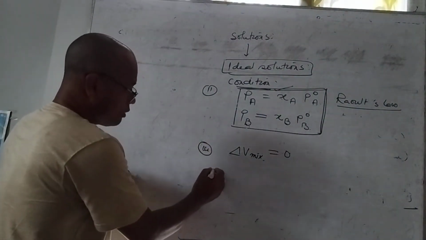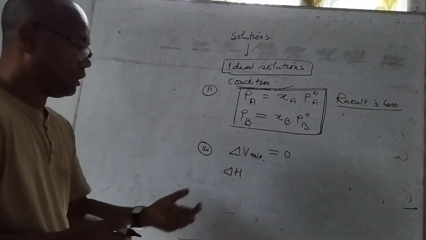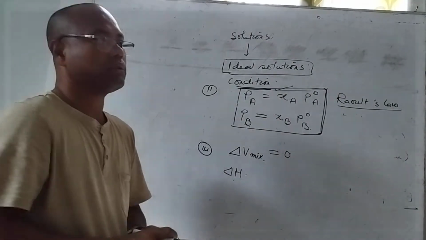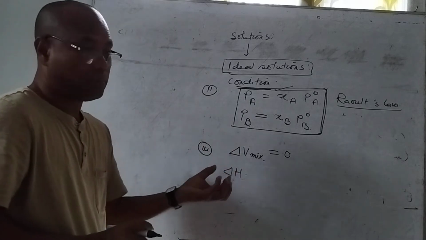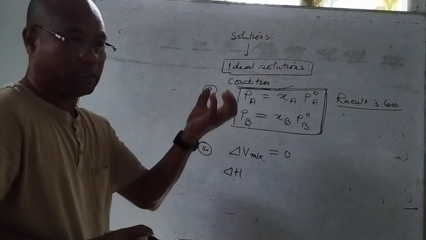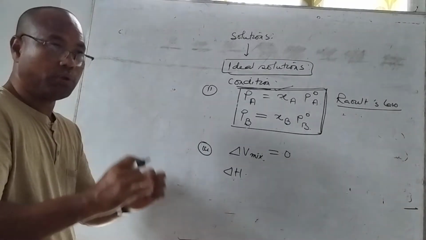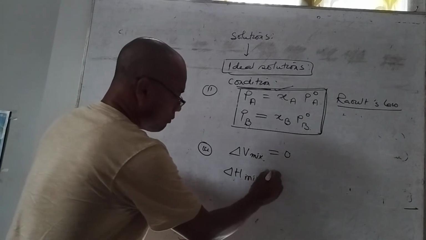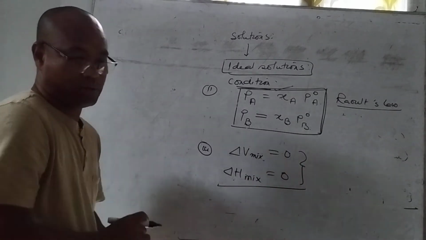Then next, heat. In our universal language, heat is the enthalpy. So the change in enthalpy, meaning heat evolution or heat absorption, is zero: no heat absorption or heat evolution when we mix the two liquids. This is for our ideal solution.